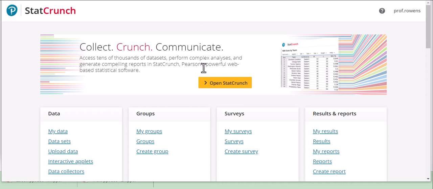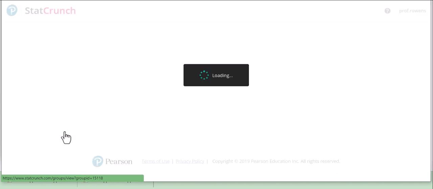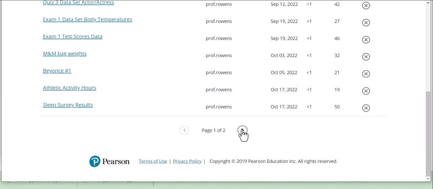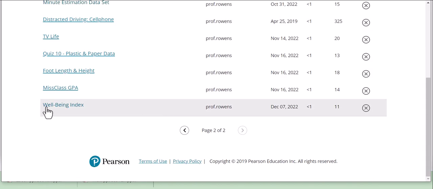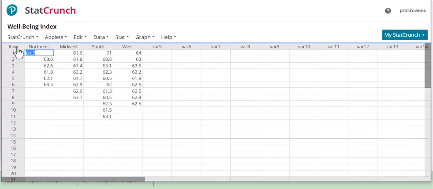So once you're logged onto StatCrunch, you can come to the StatCrunch home and go to My Groups, and then pull up our group and find the data. So this is usually the most recent data. It is way at the bottom. So here it is, Well-Being Index. So it's on page 2, way at the end. So pull it up. And so here's our data.